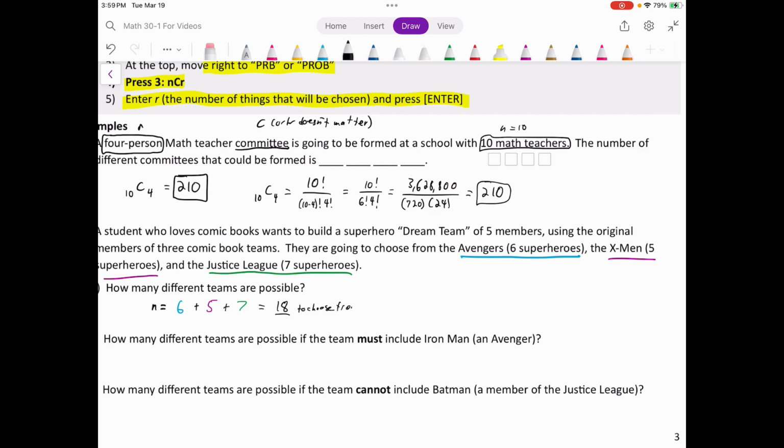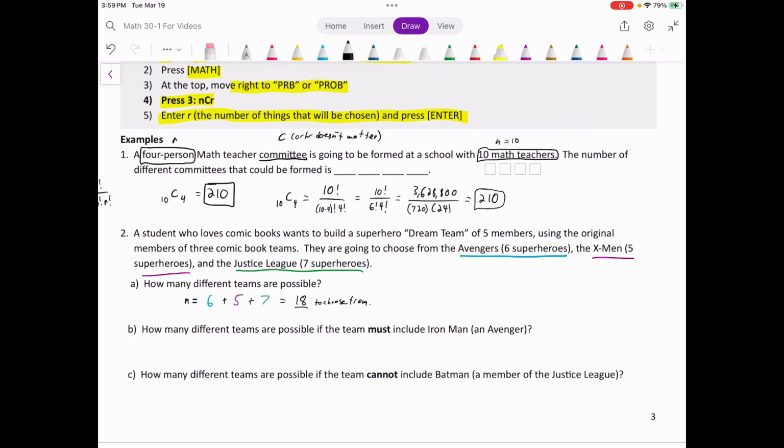How many of those are we going to choose? Well, we're making a dream team that consists of 5 members. So we're choosing 5 different superheroes from 18 options total and trying to figure out how many different teams we could make. Now, does order matter here?